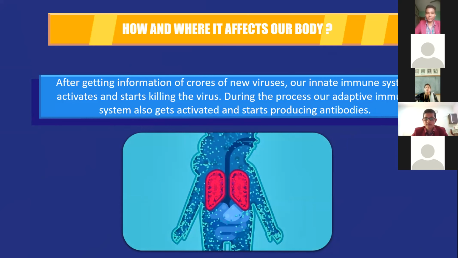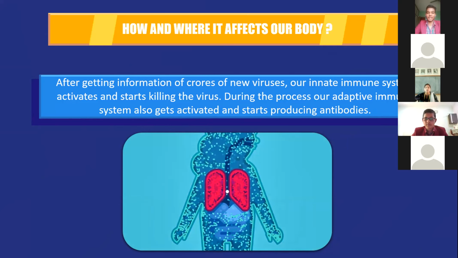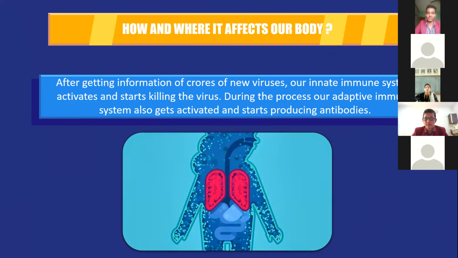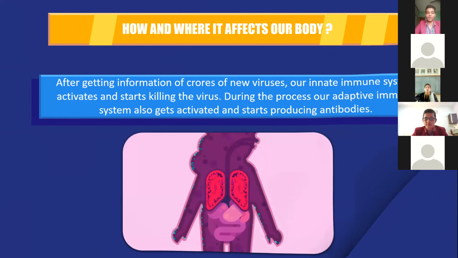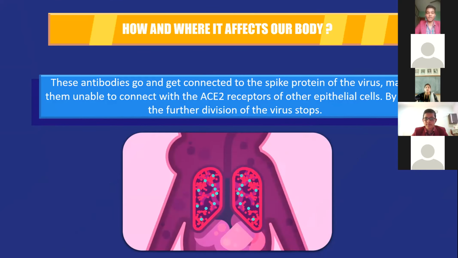These antibodies are also thorn-like structures and get connected to the spike glycoprotein of the virus, making them unable to connect with the ACE2 receptor of the epithelial cells. By doing this, the coronavirus stops dividing. But now the task is to kill the virus. So who does it? Yes, exactly.